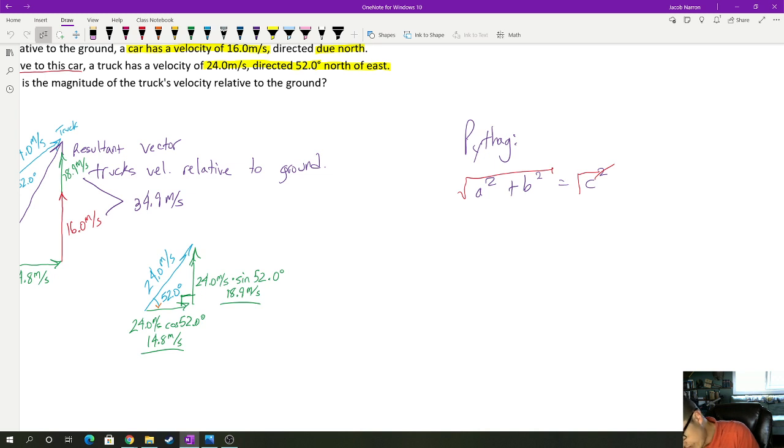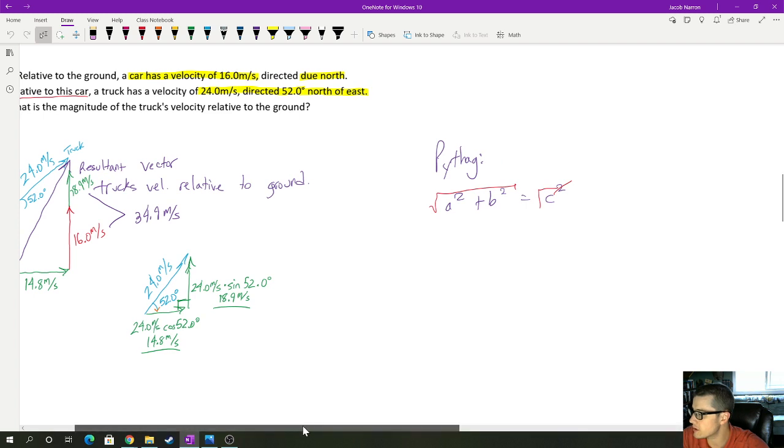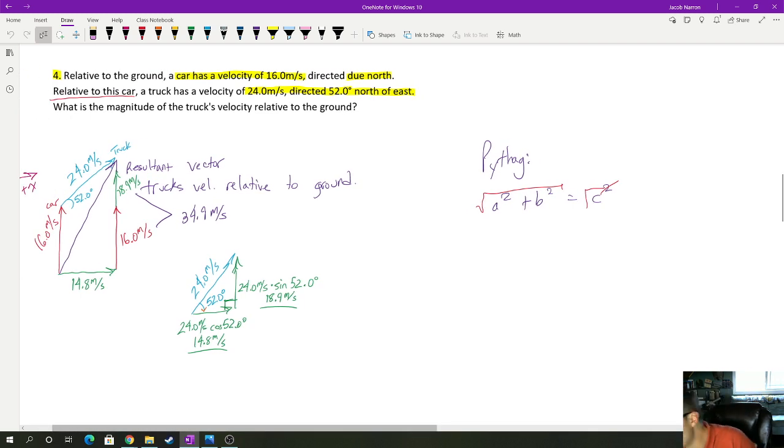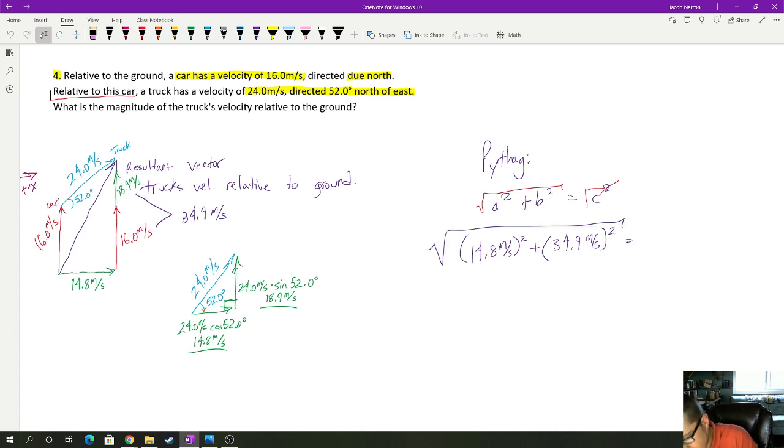So going kind of fast here, but basically we have our two sides from before. Let me back up just a little bit and recenter. We know that 14.8 is going to be one side, so that's 14.8 meters per second squared plus, now we have my other side, all right, which is 16.0 plus 18.9, which we got is 34.9. That's the y component of this, so that's going to go here. And we're going to square root all this to find our hypotenuse, which I made a variable name. You can call it VTG, which means velocity of truck relative to the ground, okay?